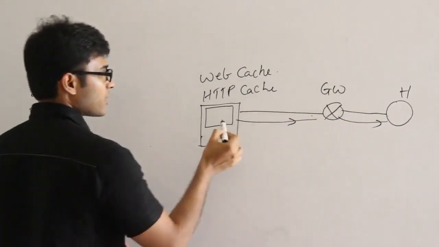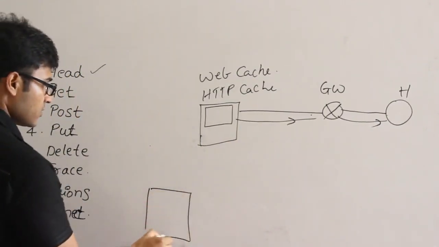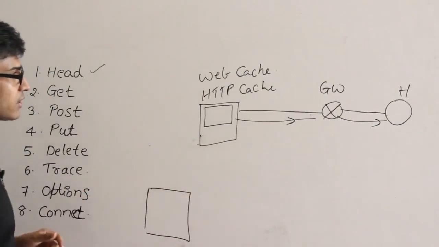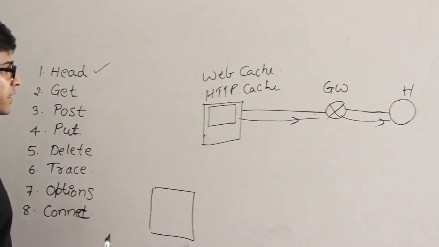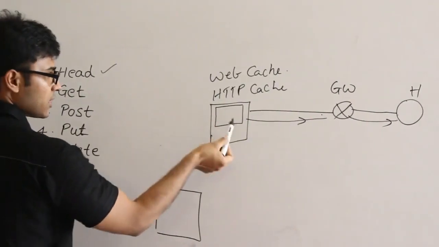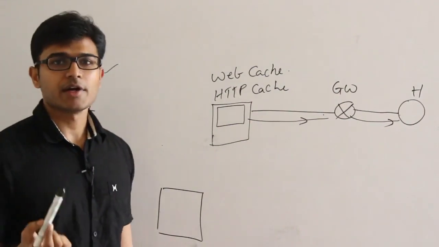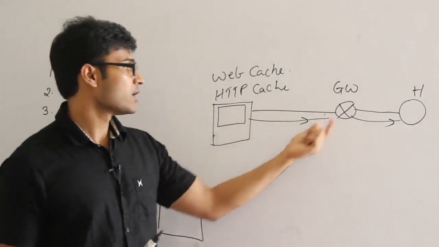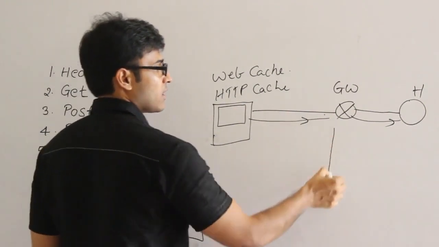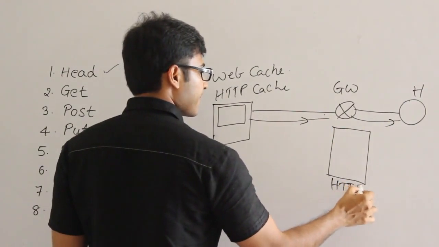In case it is not present, then you have to go to a different location and get it from the server, right? Therefore, in order to do this, there is something called conditional get. This HTTP cache is a concept which is not implemented everywhere, but in case it is implemented, this is how it happens. Otherwise, your gateway is going to maintain the cache. Your gateway is also going to maintain the HTTP cache.